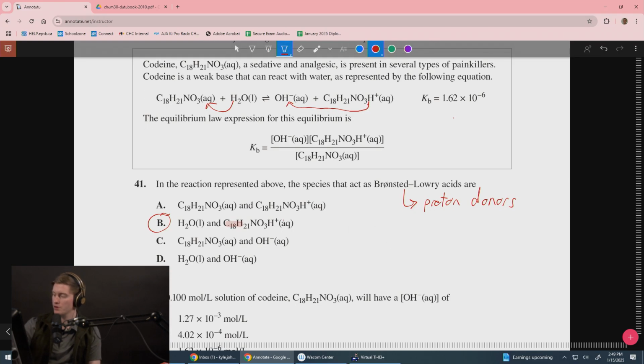Here's our conjugate acid. I'm going to just highlight it and write it, the conjugate acid.